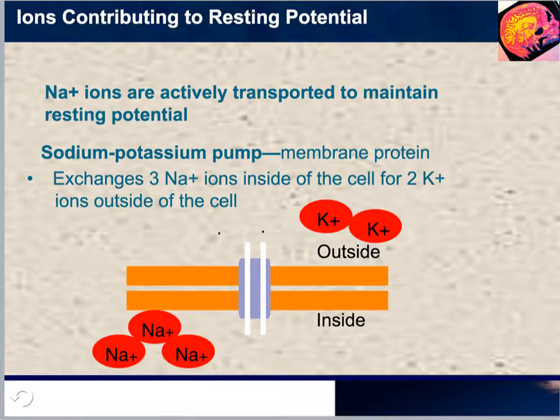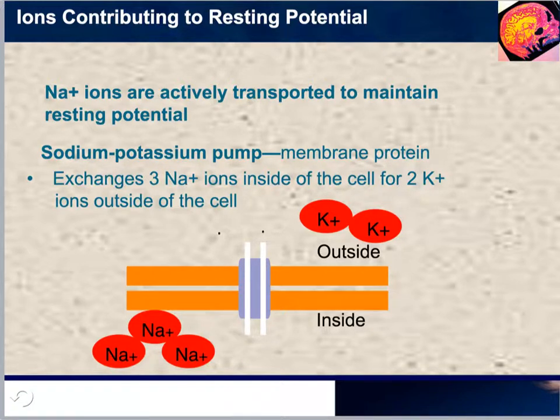The term resting potential is quite misleading, as there is a lot of activity going on when the cell is off. We know that sodium ions are actively transported to maintain a resting potential, and these are transported through specialized channels, channel proteins, where we see a constant exchange of 3 sodium ions from inside of the cell for 2 potassium ions that are outside of the cell.